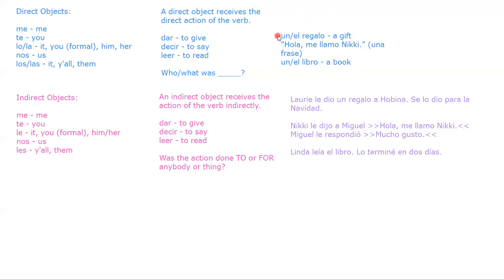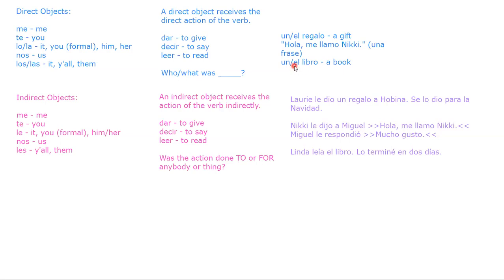All right. So remember, from dar, we said a gift was given. So over here, un regalo is a gift and el regalo would be the gift. And I'm including this article here because it's going to make it easier to match with the appropriate direct object. Decir, what was said? Hola, me llamo Nikki. I said, my name is Nikki. I decided to put this in Spanish to be consistent. So this is just a phrase or a sentence. And to break it down more explicitly, it's hola, me llamo Nikki. That's what was said. And we said, okay, what was read? How about a book? So un libro, a book, or el libro, the book. Again, this is going to make it easier for you.